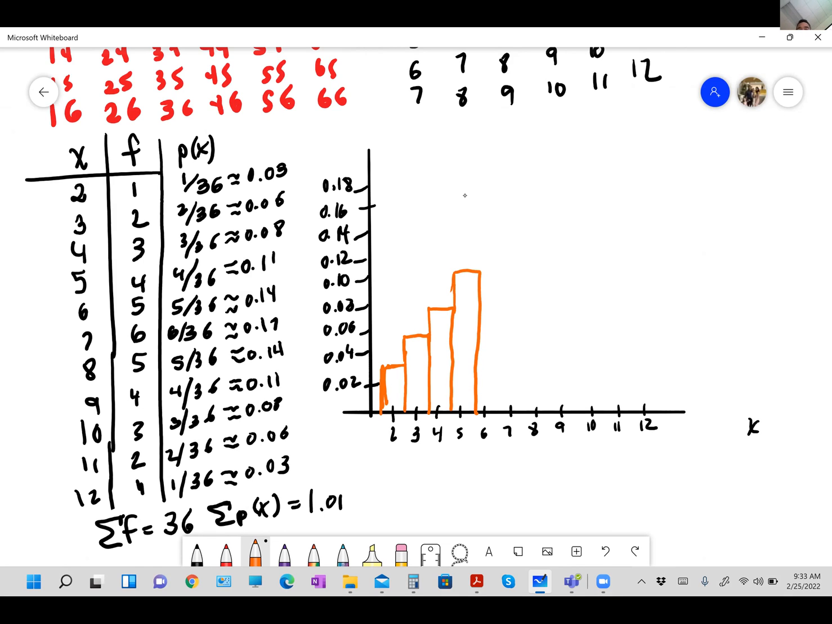Hey guys, what do you notice about this distribution? It's symmetrical. It feels like it's going to be a bell shape that we're going to learn about later on. Maybe it's normal. By the way, this is a very important shape.